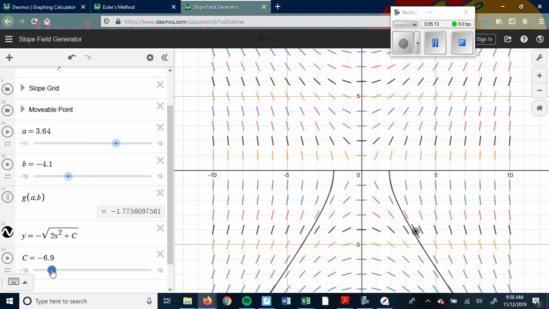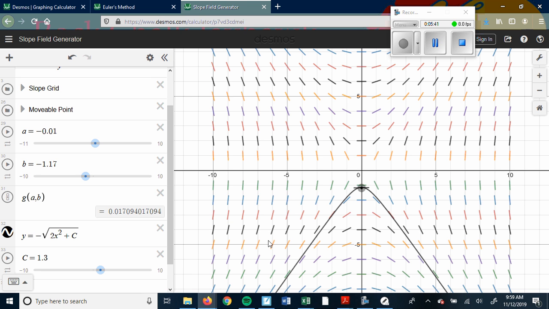Let's make C positive again. And as I'm along this line here, notice that my graph matches up real well with wherever I move that. As I come here, see that graph just keeps matching up. And as I'm here, it's horizontal. I just think this is fascinating.